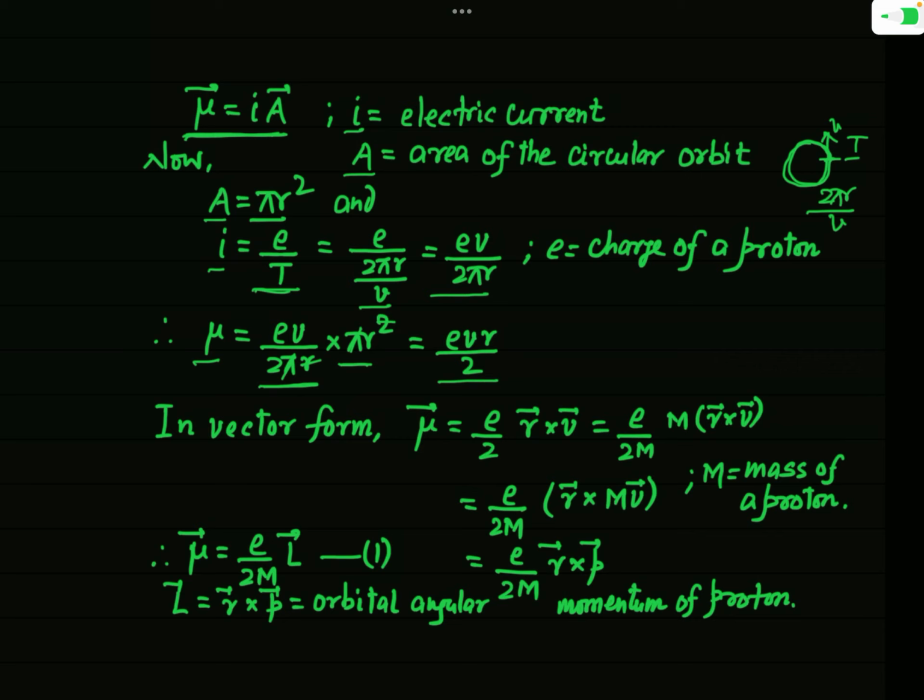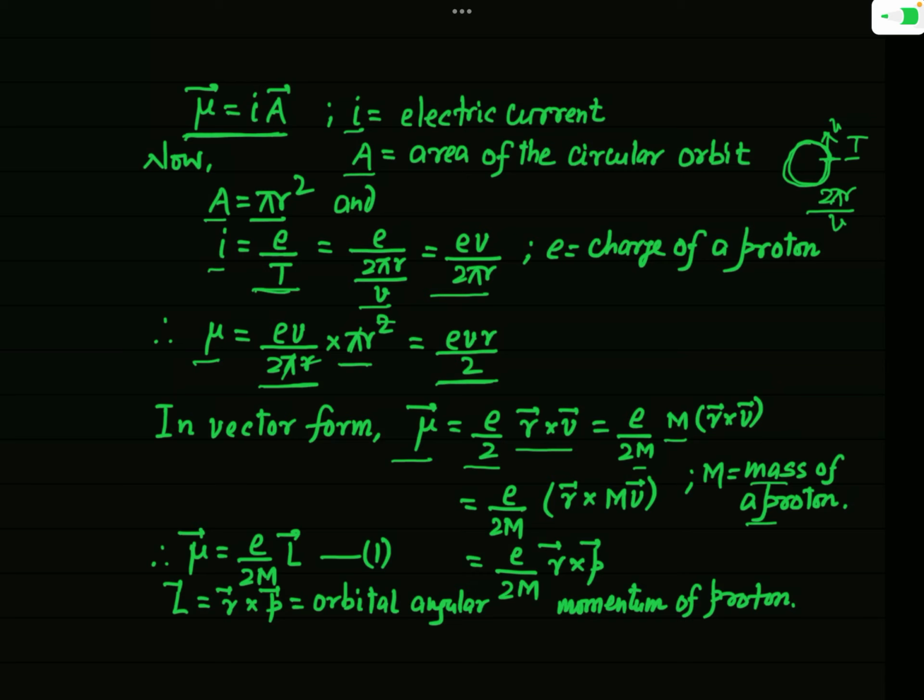Now this expression for the magnitude of magnetic moment of proton can be written in vector form. If you want to write it in vector form, you can write mu is equal to E over 2 times r cross v. Now let us multiply this expression by m and also divide it by m, so the result remains same, where m is actually the mass of the proton.